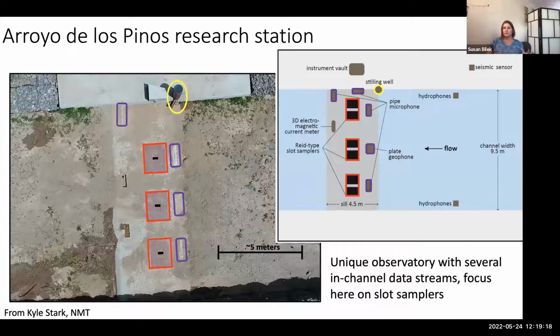So within the research station, the site contains a concrete sill, and that's what you can see here in this image, that's been emplaced within the channel. And within that sill, we have several different instruments, shown outlined here. We have pipe microphones, a plate geophone, and then these slot samplers, which are outlined here in red. I'll focus on those slot samplers. We have three of them contained within the sill.